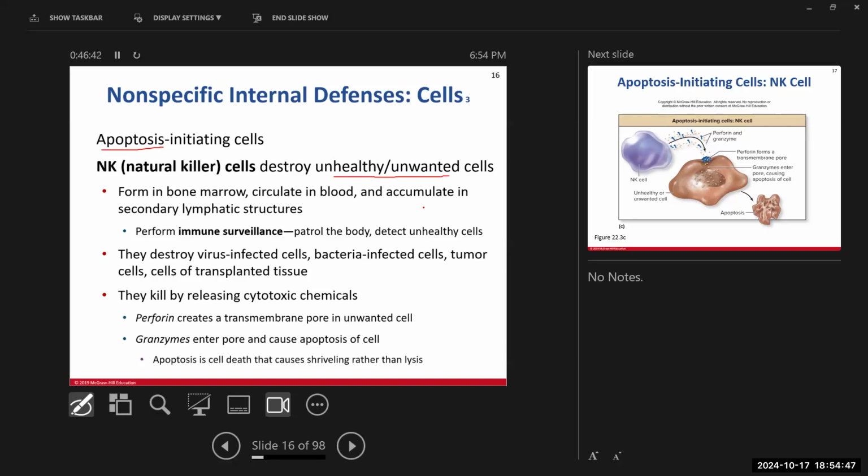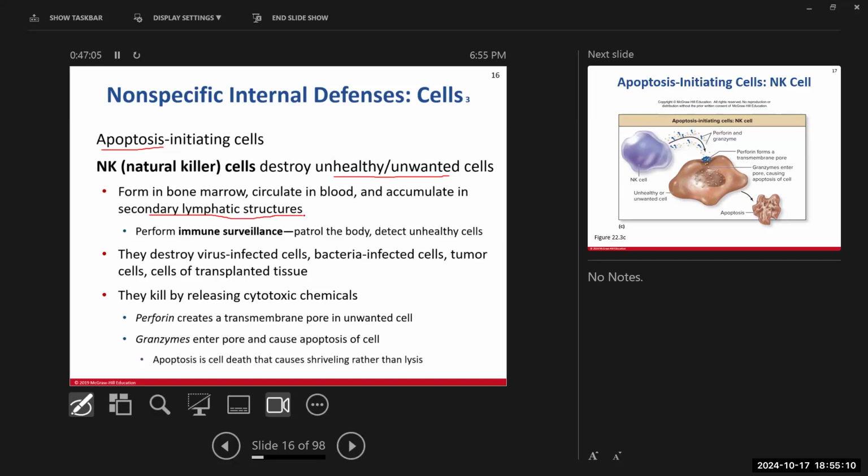So once they find their home, they're going to go and stay in their home, which is a secondary lymphatic structure. What's an example of a secondary lymphatic structure? Tonsils, perfect. Lymph nodes, spleen. All of those are secondary lymphatic structures. So they're going to take residence, even maybe in MALT, the mucosal-associated lymphatic tissue. So they're just going to go and hang out there.